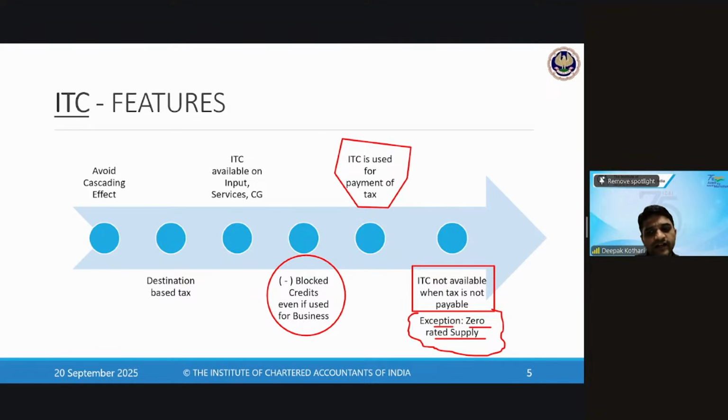Export supply is zero rated. Yes, there are two types of supplies which are zero rated. One is export supplies, and second is any kind of supplies which you make to a special economic zone unit. You are in a normal zone, you are supplying to a special economic zone. That is also called a zero rated supply.